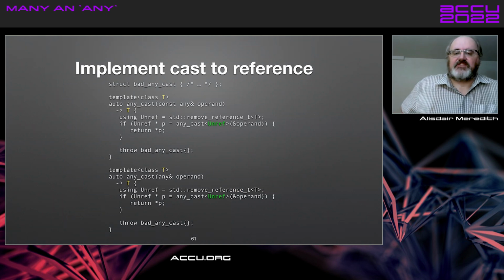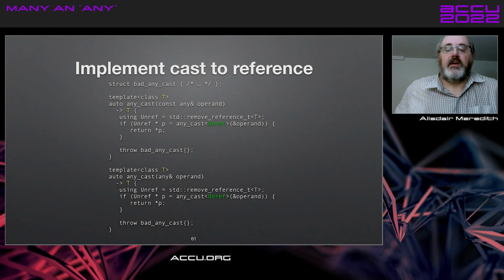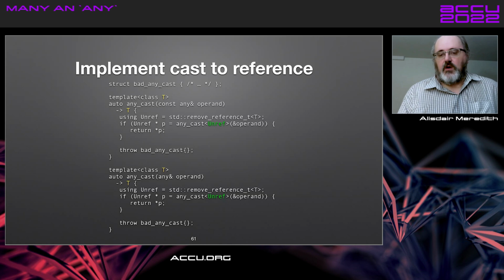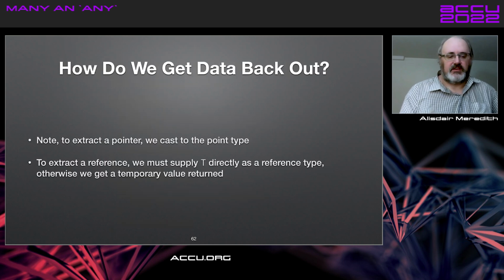When I do the any_cast here, you'll spot I'm any_casting to unref, not unref star. The star is implicit in that I'm passing a pointer, so I don't need to double up by saying pointer again. So unlike dynamic_cast, where you would cast to the pointer to get the pointer, here you specifically drop the star. You cast to the type you're expecting, and you get a pointer to that type back out.